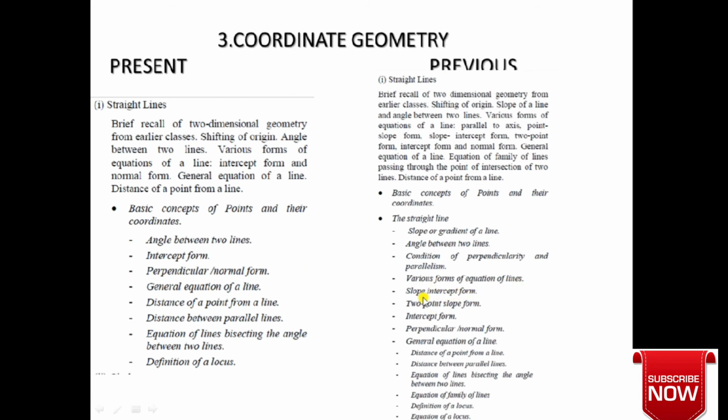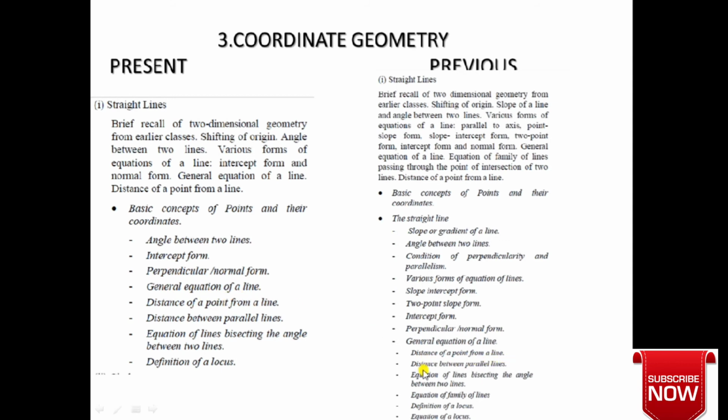No, it has also been excluded. Two point slope form is also excluded. See from here, intercept form has been retained. Perpendicular or normal form has been retained too. General equation of a line is also retained.